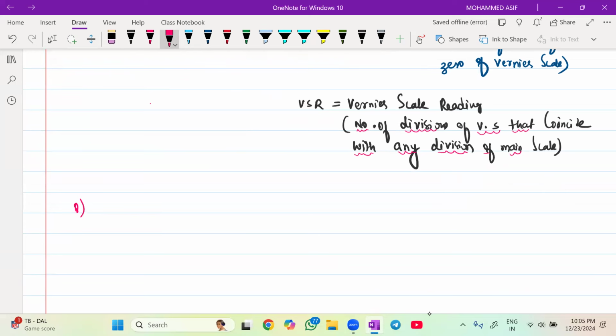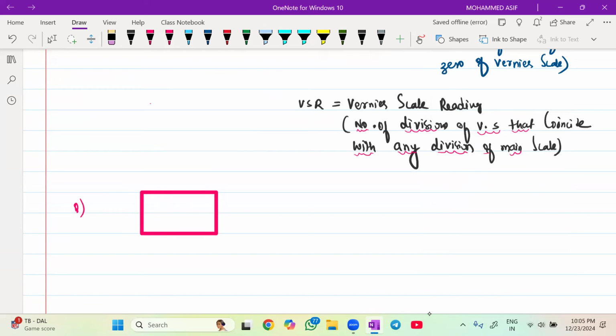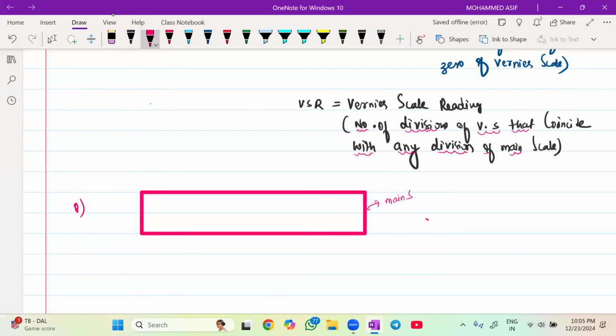I'm roughly drawing the diagram, so don't take it for granted. Now this one is your main scale. If I'm taking the readings of this one, here somewhere, this one is 0 for your understanding. Then 1, 2, 3, 4, 5. And this one is 1, 2, 3. This one is 1, isn't it?